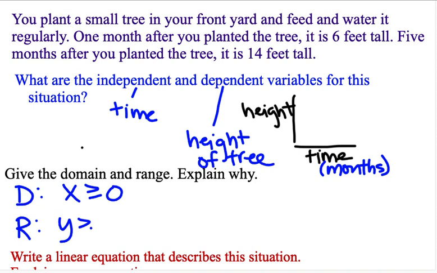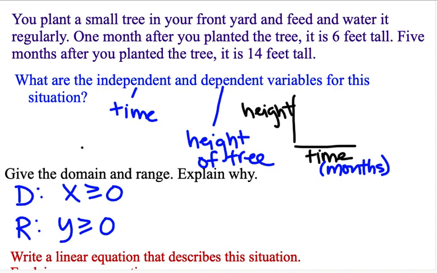And then it talks about the height of the tree being 6 and 14 feet tall. Well, 6 is pretty close to 0, so I think I'm going to just say my range is greater than or equal to 0. You can't have a negative height of a tree. If you wanted to get picky and have the range be more like y is greater than or equal to 5, you can, but you don't have to be that picky when the numbers are so low.